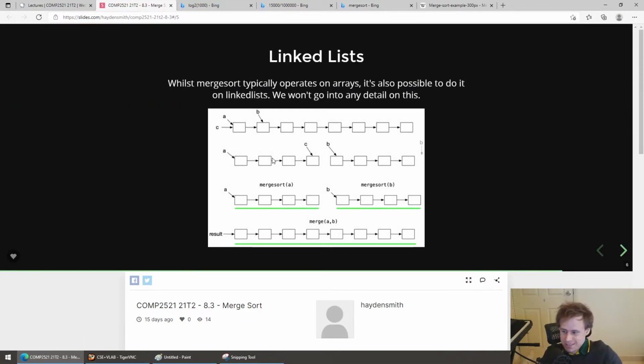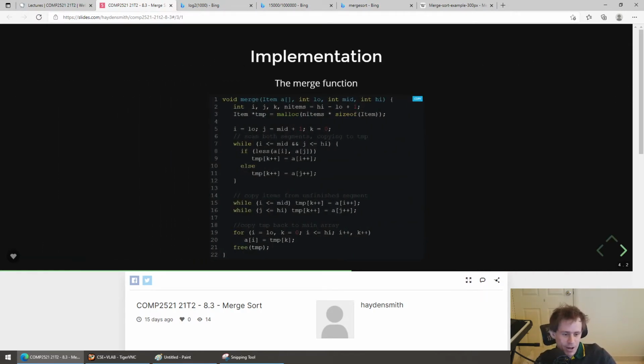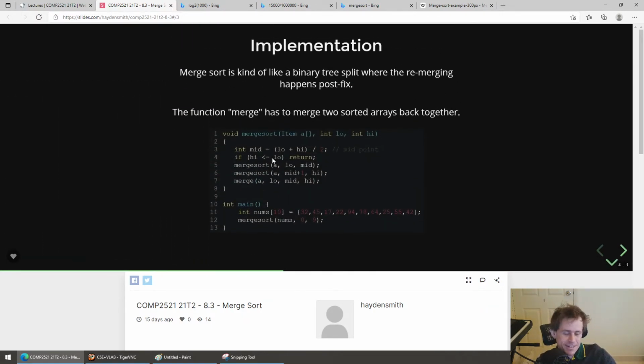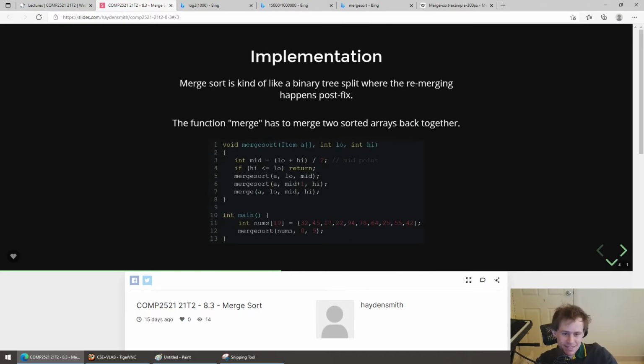Oh, you can do merge sort on a linked list. Sorry, I forgot. My bad. I put that in on the weekend, so I think I was mixing that up.